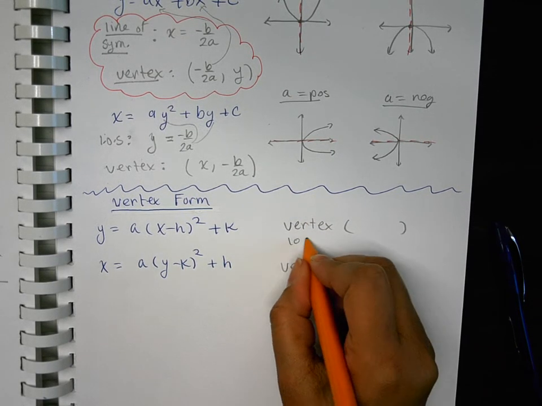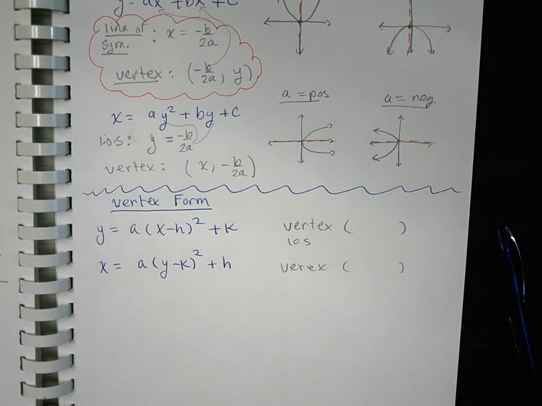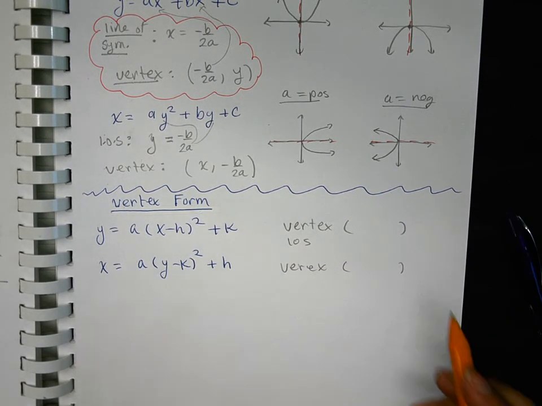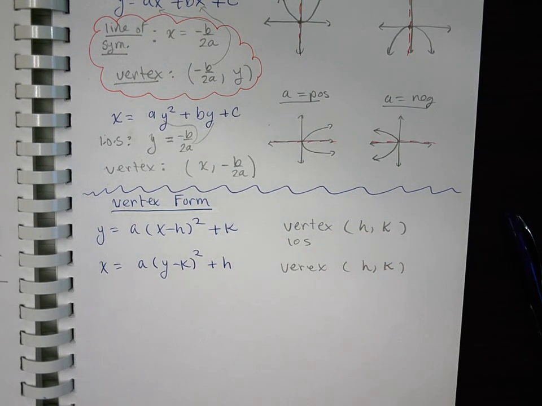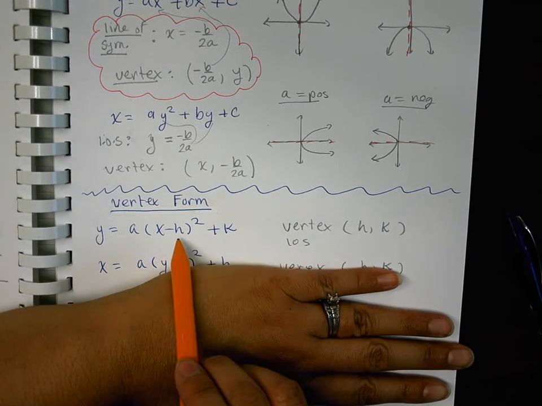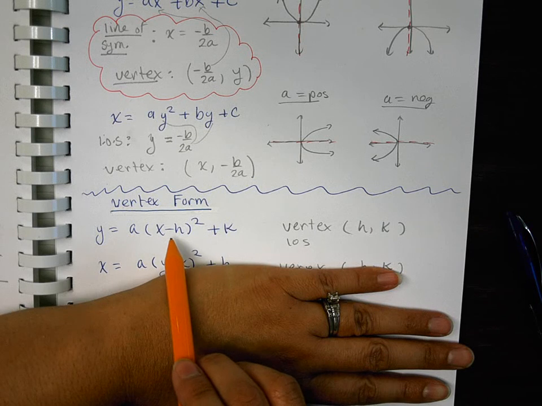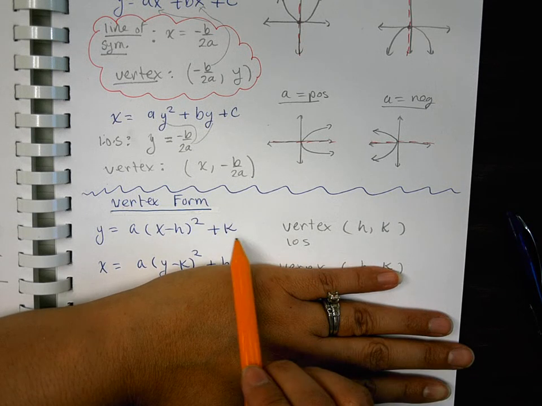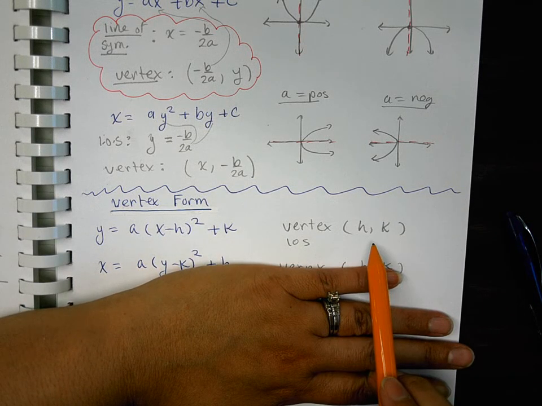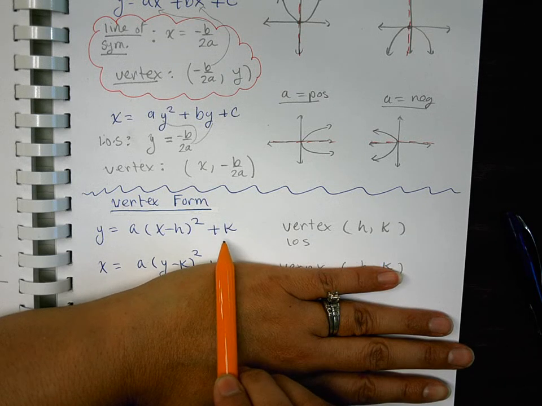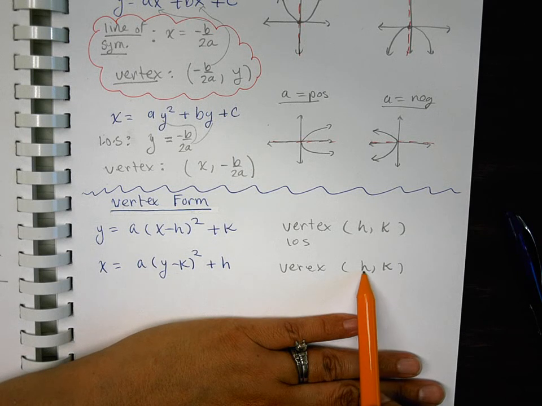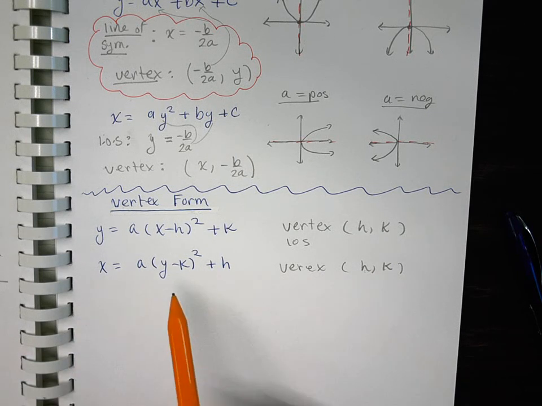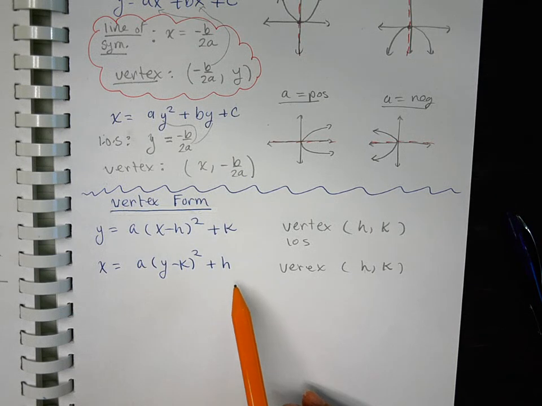And then LOS. Vertex for both of them are going to be (h, k). Now, if you notice, I'm going to talk about the top one first. Opposite of the inside, outside stays the same. Because this is negative h, but over here it's positive h. And k stays the same. Do you see that? Opposite of the inside, outside stays the same. Is that true as well? Opposite of k, h stays the same. Is it still opposite of the inside, outside stays the same? Yes or no? Yes? All right.